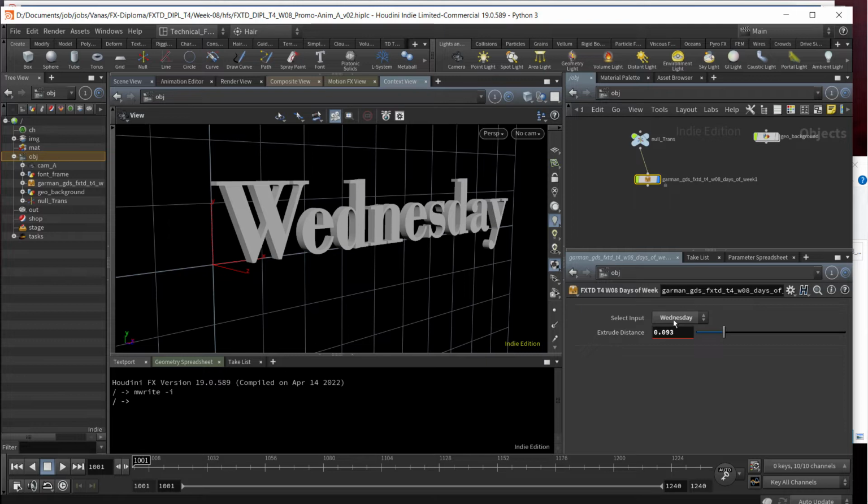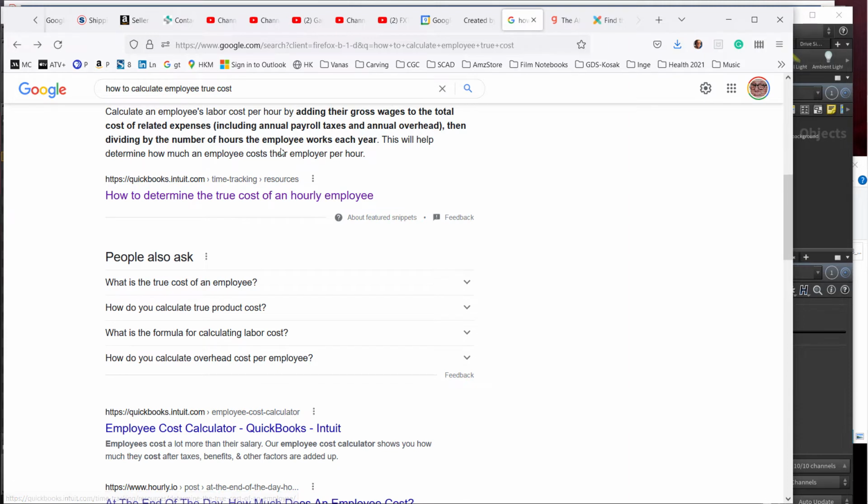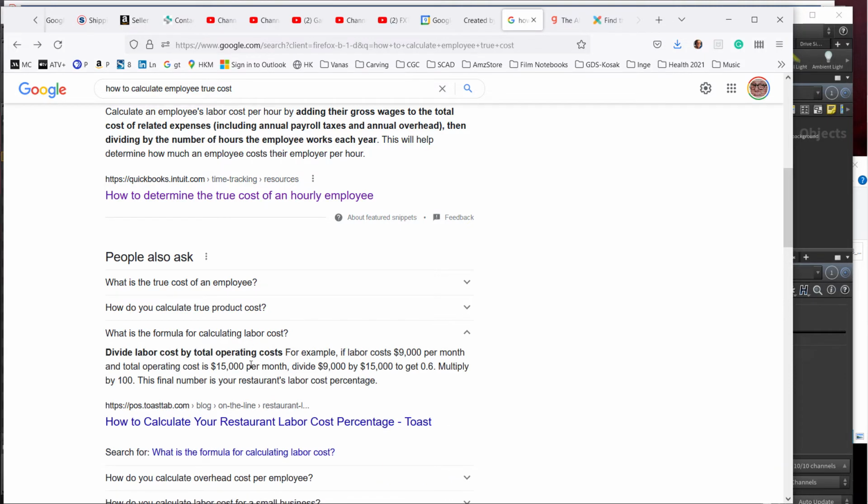And plus, there's all this overhead that goes with me because it's not only my salary, but let's say I get benefits, insurance, rent, computer, software, all that kind of stuff, it's expensive. So calculate the employee's cost per labor, adding their gross wages to their final related cost expenses, including annual payroll taxes and annual overhead. So, what is the true cost of an employee? And is there a formula for calculating the true cost of an employee?